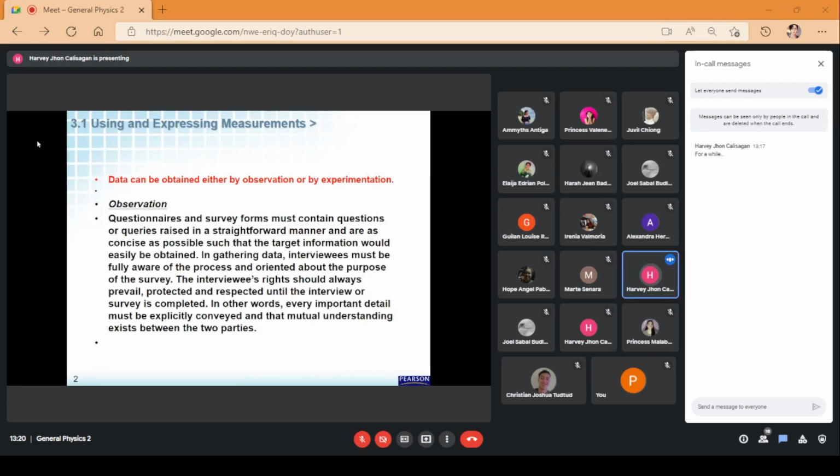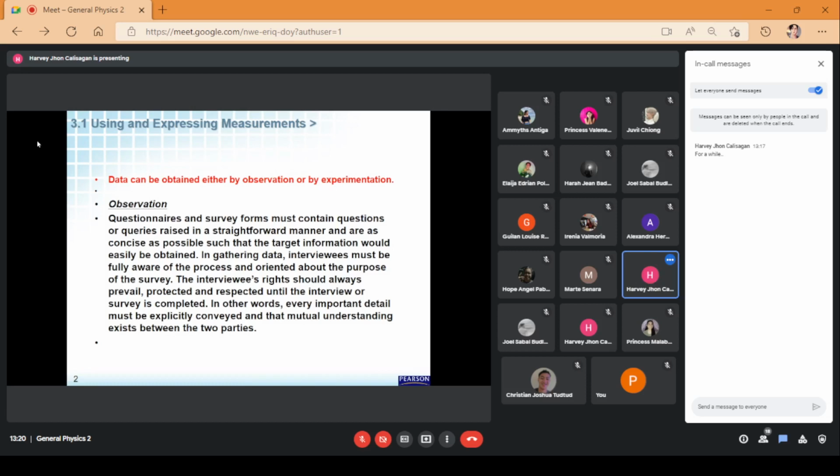So, what is the difference between observation and experimentation? Actually, there's a big difference between the two. Although they sound the same, and the purpose of these two is the same, if we follow their procedure, the process behind these two is different.